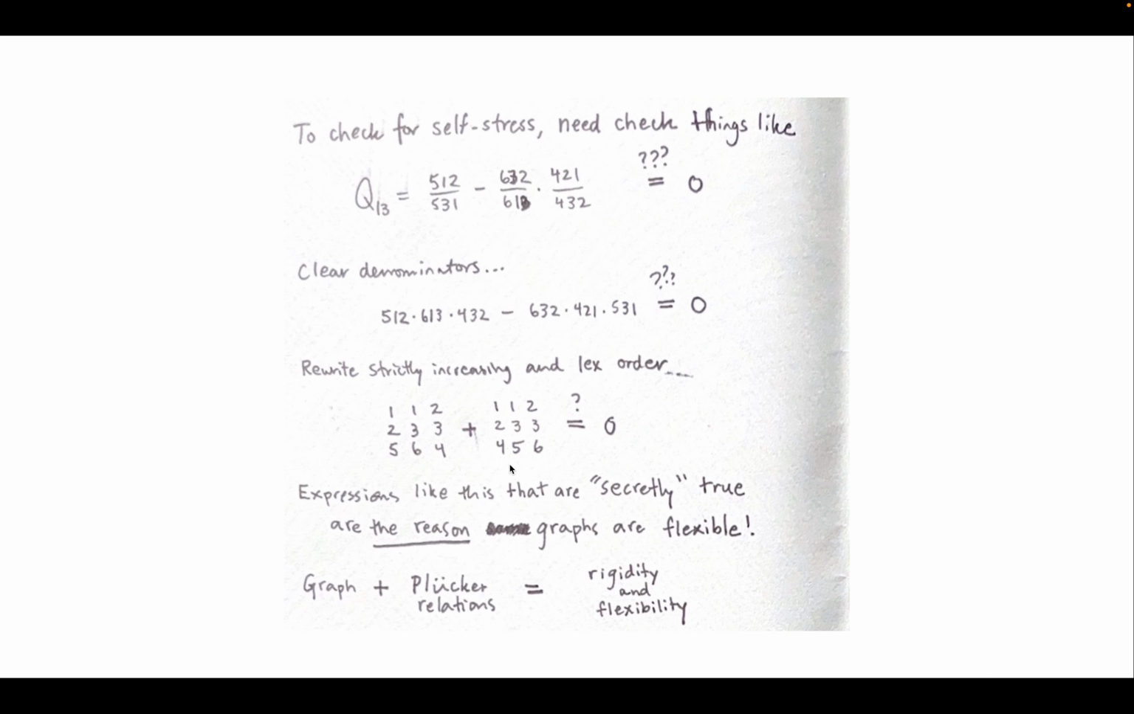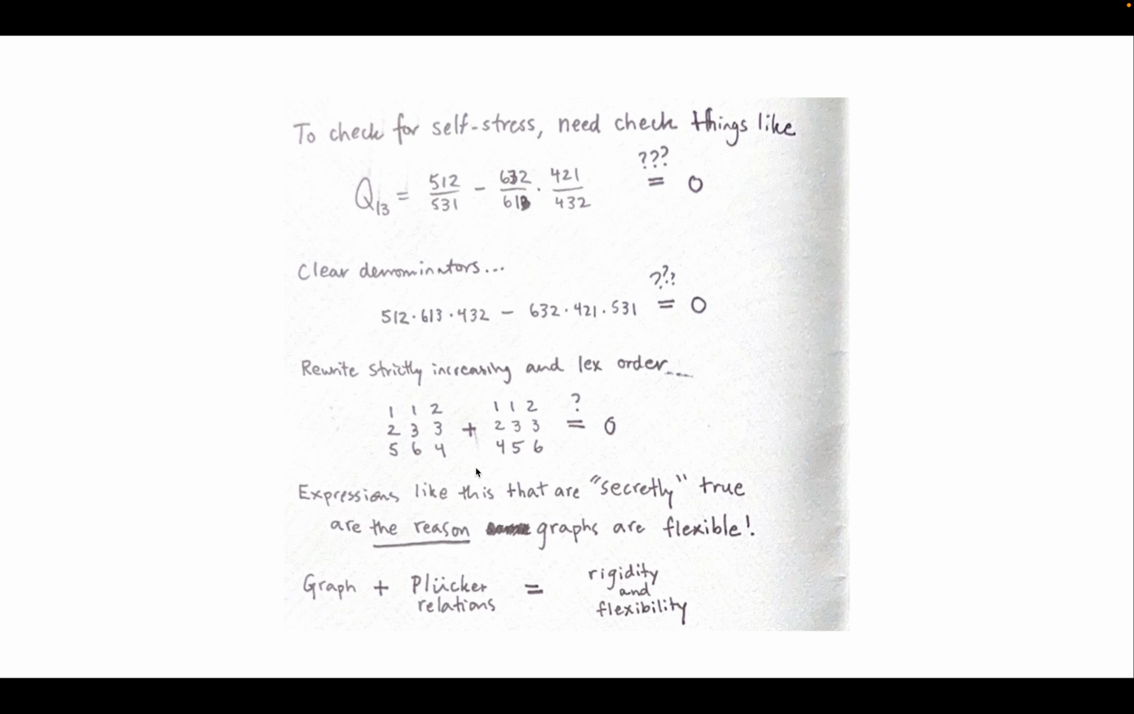Now, expressions like this that are sort of secretly true are the reason that graphs are flexible. So in other words, the graph plus the Plucker relations tells you rigidity and flexibility. Because you look at this, and you're wondering, is this secretly zero? At first, it looks like, no, these are completely different expressions. But these are volumes of tetrahedra, in other words, Plucker coordinates on the Grassmannian, and they can sometimes be secretly zero because of interesting Plucker relations.